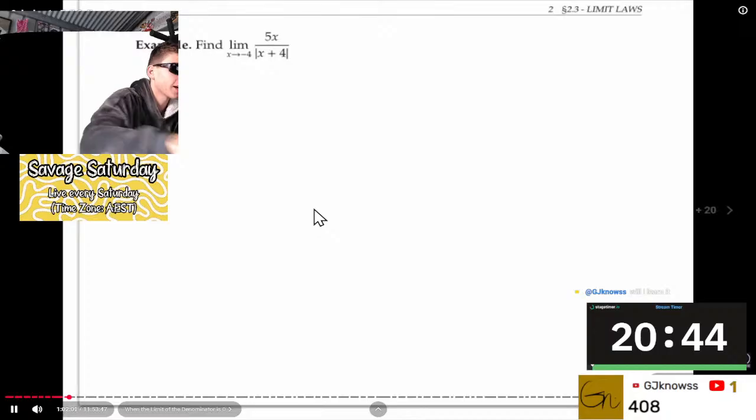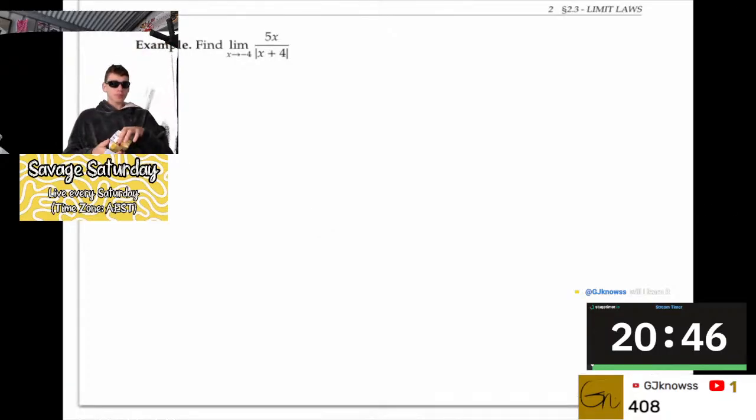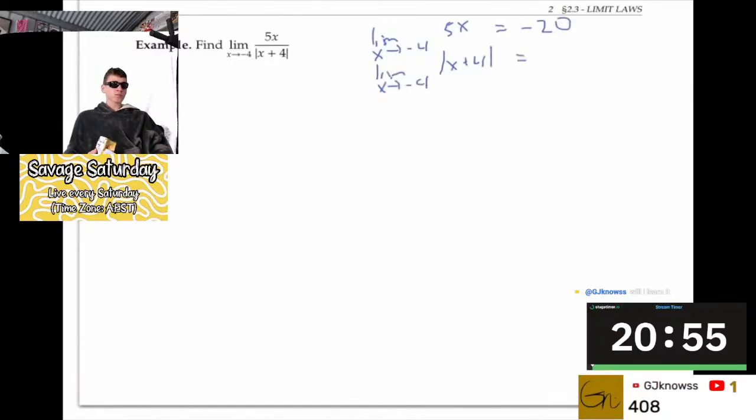Another example. Consider the limit as x goes to negative 4 of 5x over the absolute value of x plus 4. Notice that the limit of the numerator is just negative 20 by plugging in negative 4 for x, and the limit of the denominator is 0.